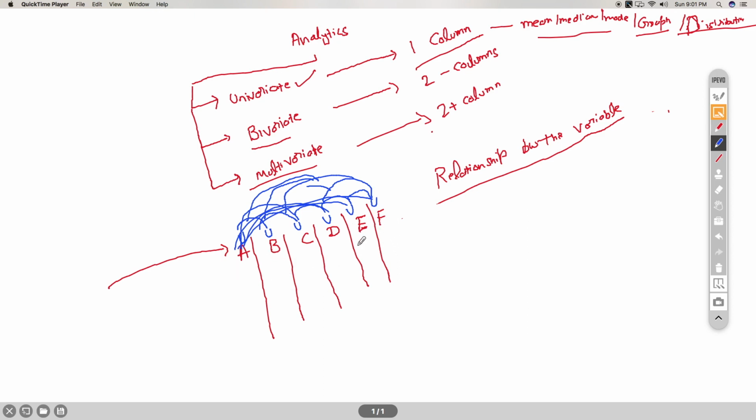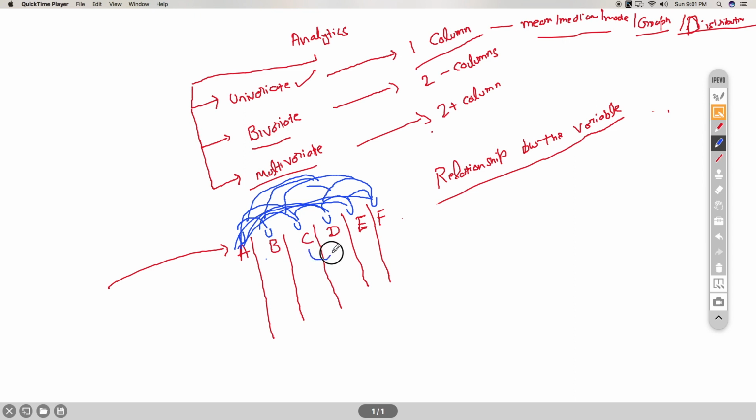You never know which variable actually has a relationship with whom. I'll give you a couple of examples to make you understand. If you think about A and B, we can have A-B, A-C, A-D, A-E, A-F. Then we have B-C, B-D, B-E, B-F. Then we have C-D, C-E, C-F. Then we have D-E, D-F. And there could be more.